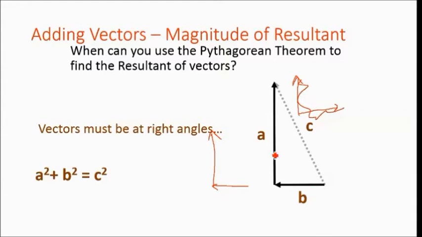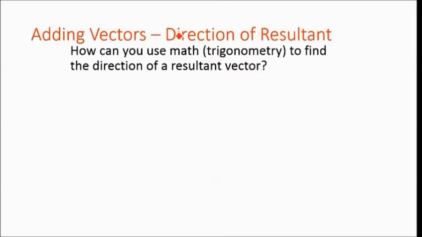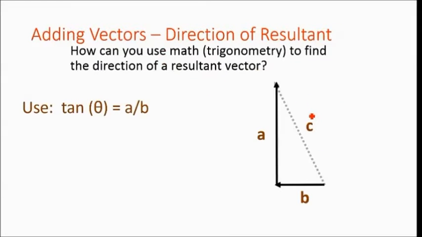And we know that a squared plus b squared equals c squared. That's going to be an important rule for us. A squared plus b squared equals c squared. So if we know this side and we know that side, we can find c. Super important. All right, now how do we find directions?